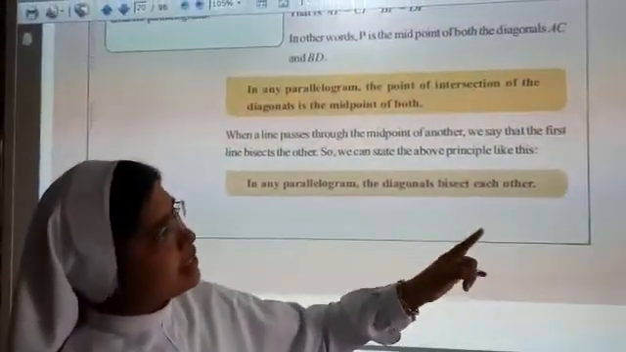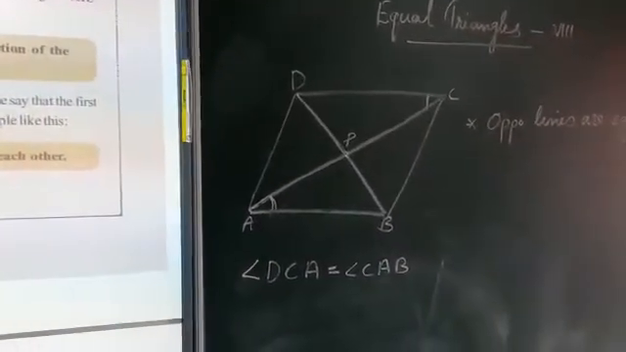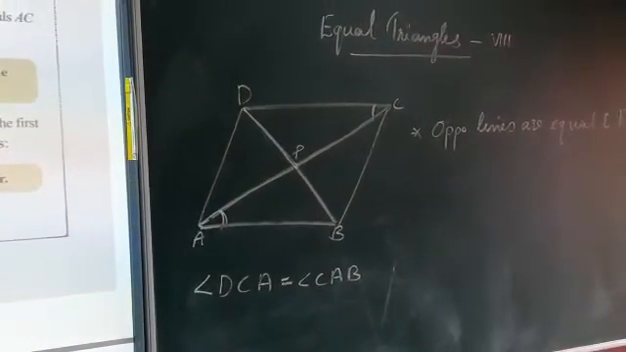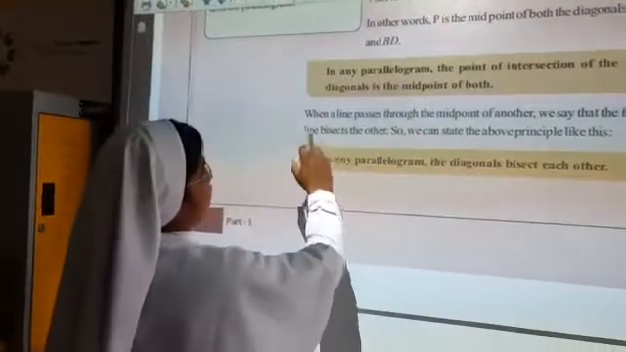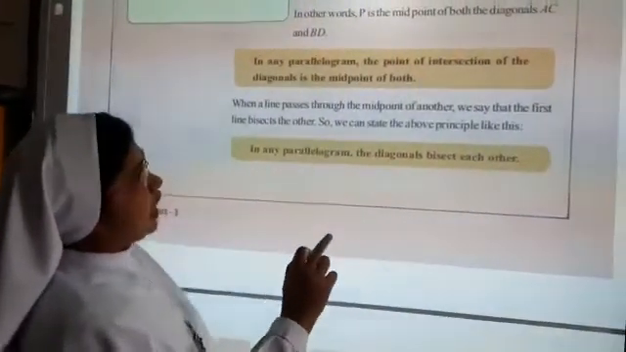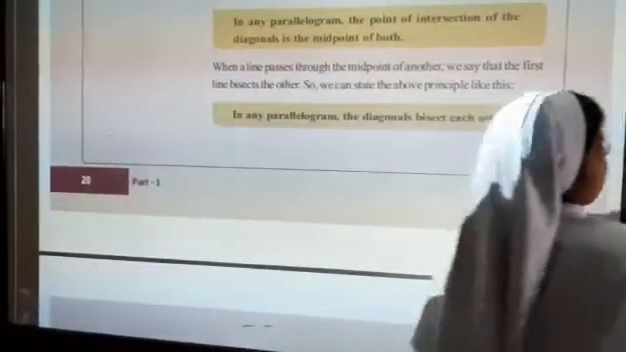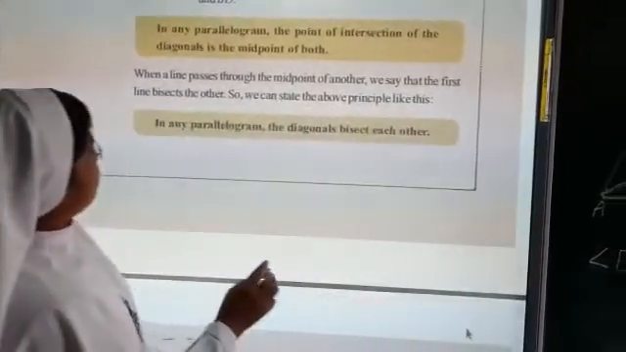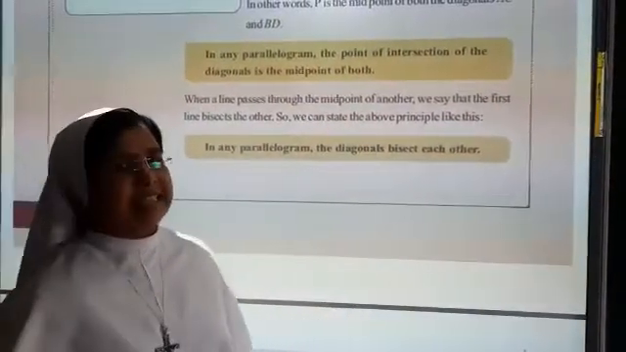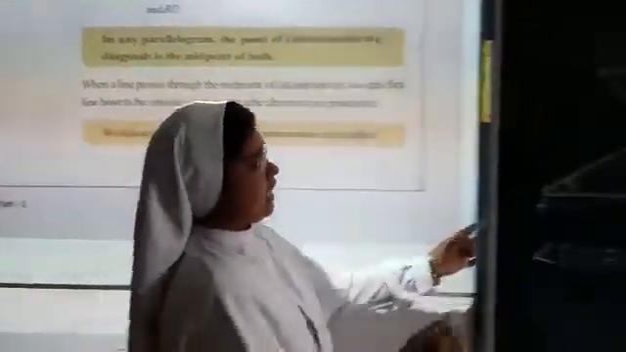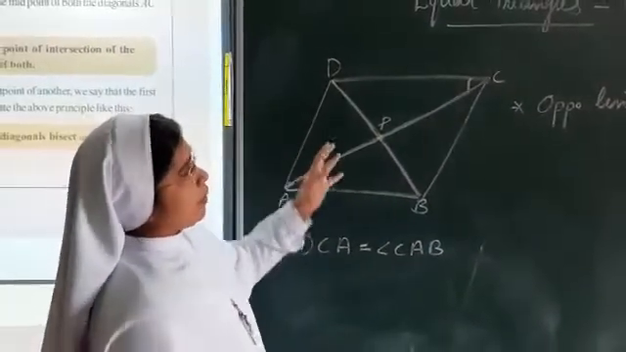Two diagonals AC and BD intersect at a point, that is P. That is the midpoint of both. And when a line passes through the midpoint of another, we can say that the first line bisects the other. Here the first line is bisecting the other. So we can state the above principle like this: in any parallelogram, the diagonals bisect each other. Here you can see the diagonals bisect each other. So, a few important things I said. In a parallelogram, opposite lines.